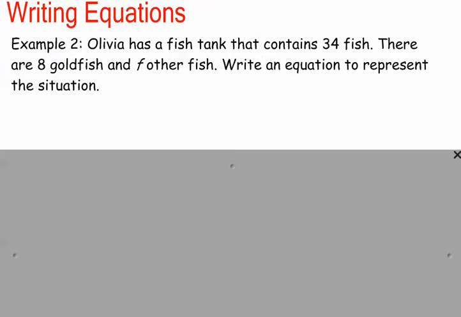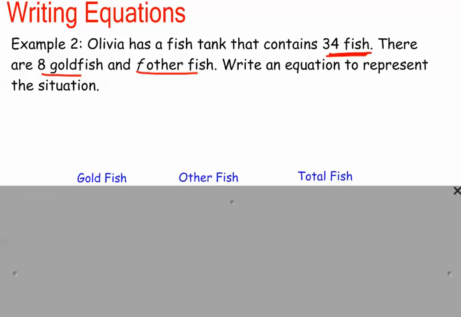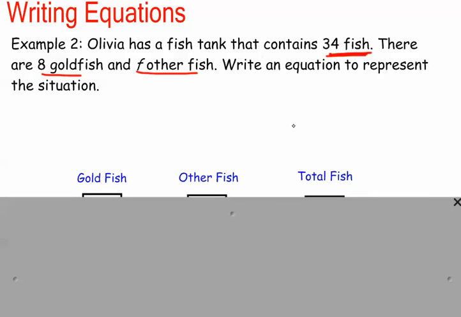Okay, let's move on. Olivia has a fish tank that contains 34 fish. Ding, ding, ding, I'm telling you the total. There are 8 goldfish and F other fish. So I know 3 things here: my total, the other fish, and my goldfish. So these 2 together have got to equal my total.